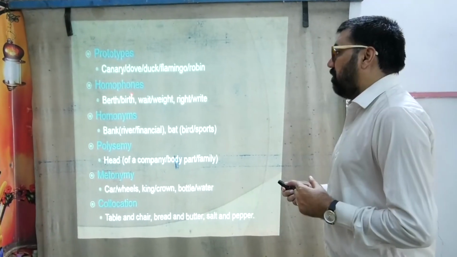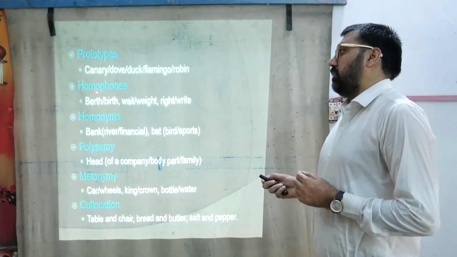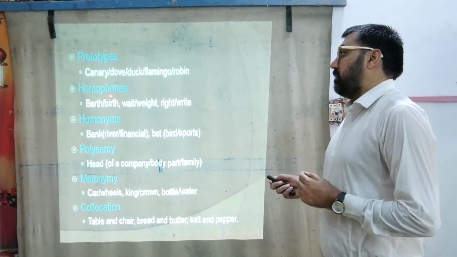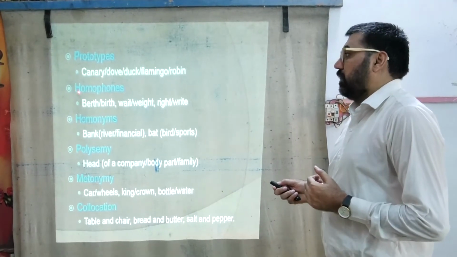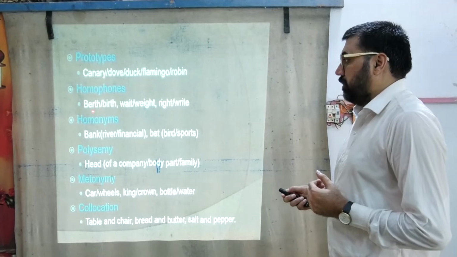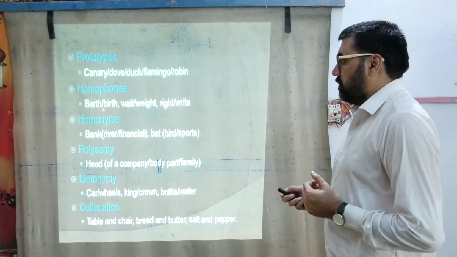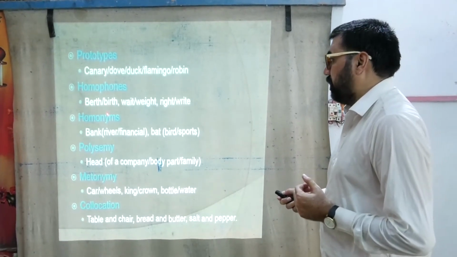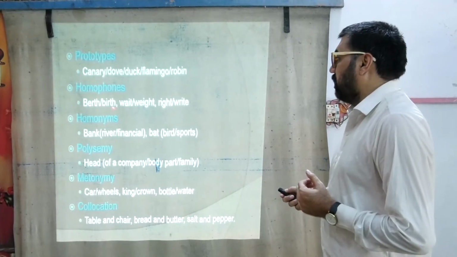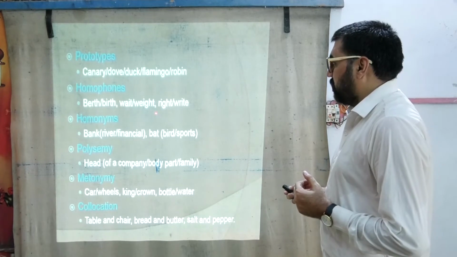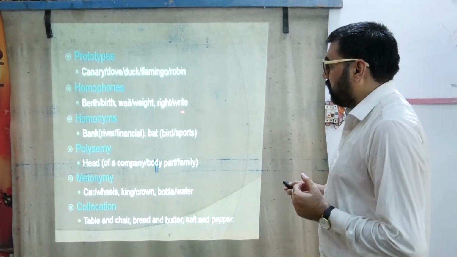Talk about homophones. Homophones means the words that sound alike but are spelled differently and have different meanings. Bird, you can see that the pronunciation is the same but the spelling is different. Birth, wait, right, W-R-I-G-H-T, right.